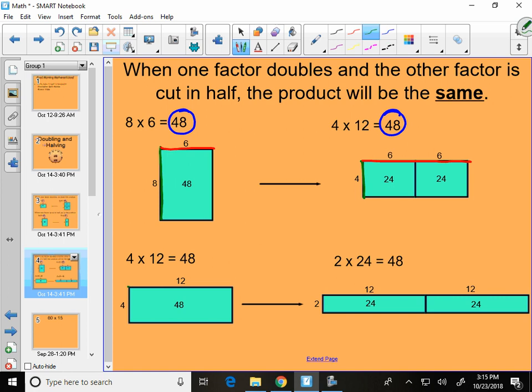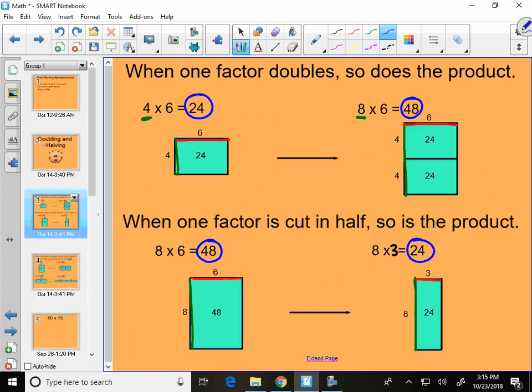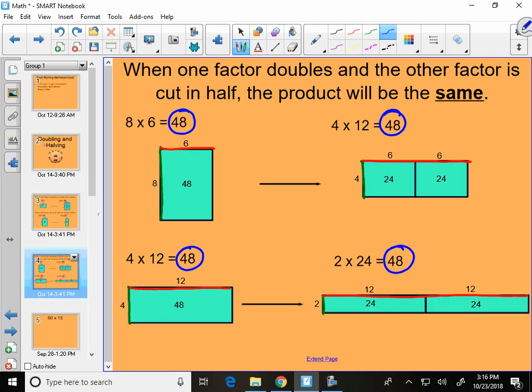And here's one more example of that. We have 4 by 12, which equals 48. If we cut one of the sides in half, so 4 gets cut in half to 2, and 12 gets doubled to 24, the answer stays the same. So if you double one number, the answer gets doubled. Or if you cut one number in half, the answer gets cut in half. And when you do both, you cut one in half but double the other, it's like nothing changes and the product stays the same.